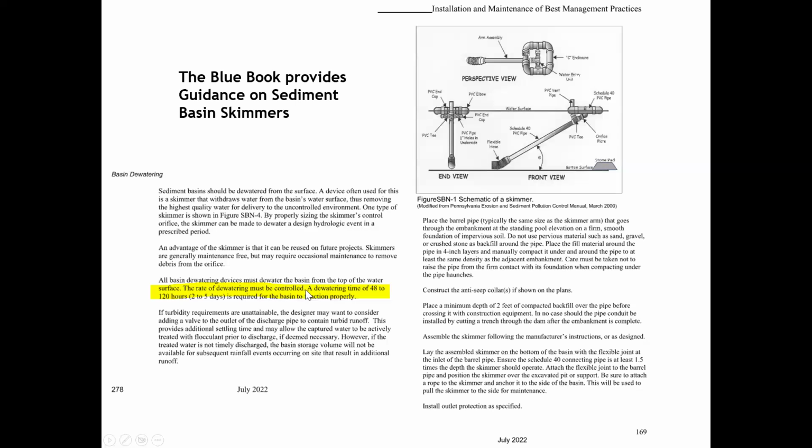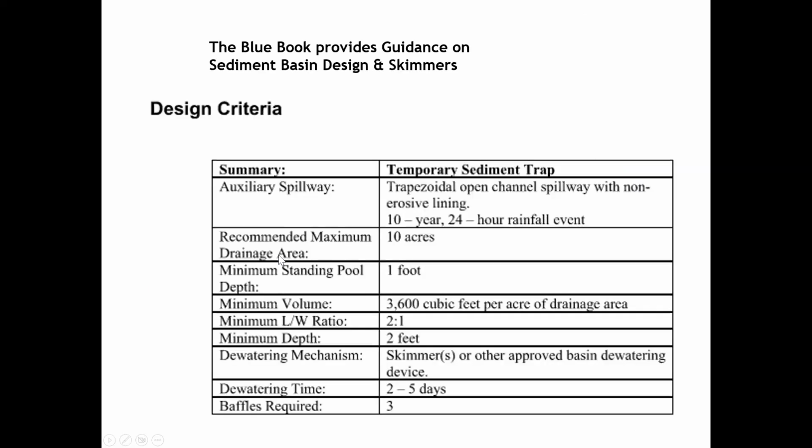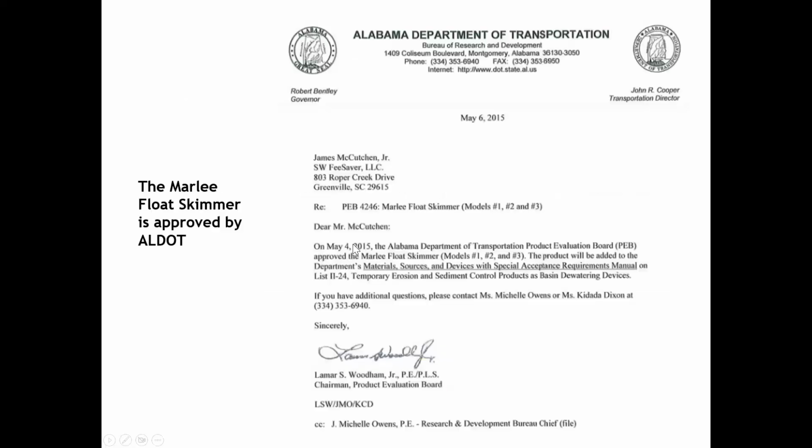They do have in the book, it does say the rate of dewatering must be controlled. And so you've got a dewatering time of 48 to 120 hours or 2 to 5 days. You do have a minimum volume of 3,600 cubic feet per acre of drainage area. Now, in some areas the volume is based on disturbed area, some areas it's total, so it depends on where you are. In this case, it's the total drainage area. And you've got skimmers are required, and you've got a dewatering time of 2 to 5 days.